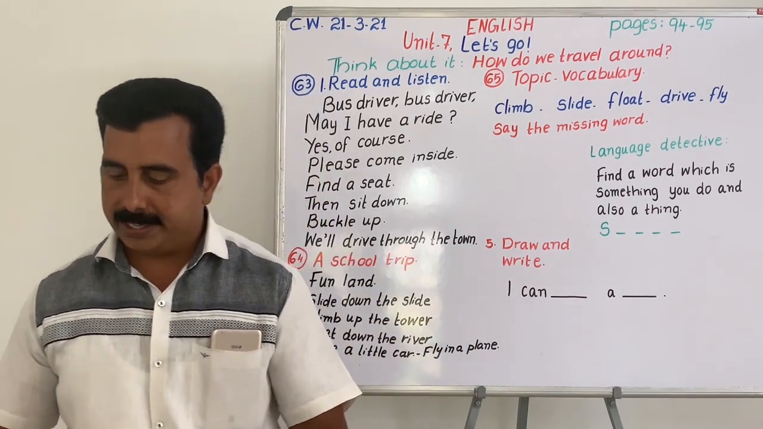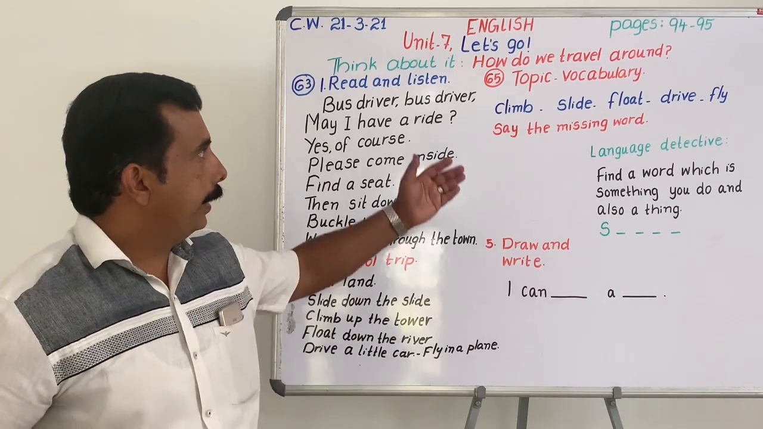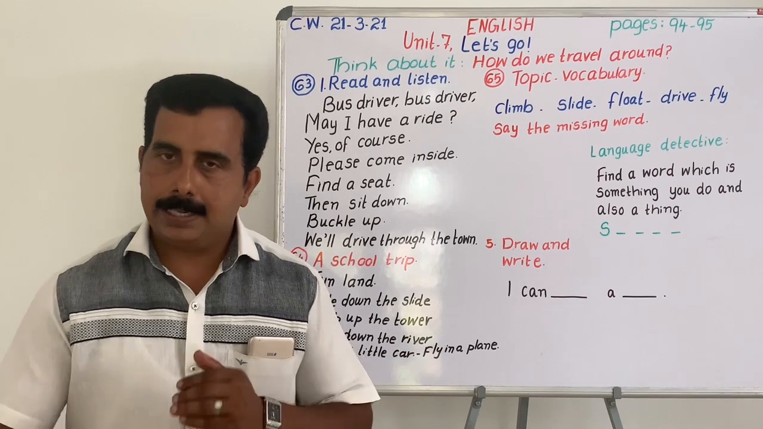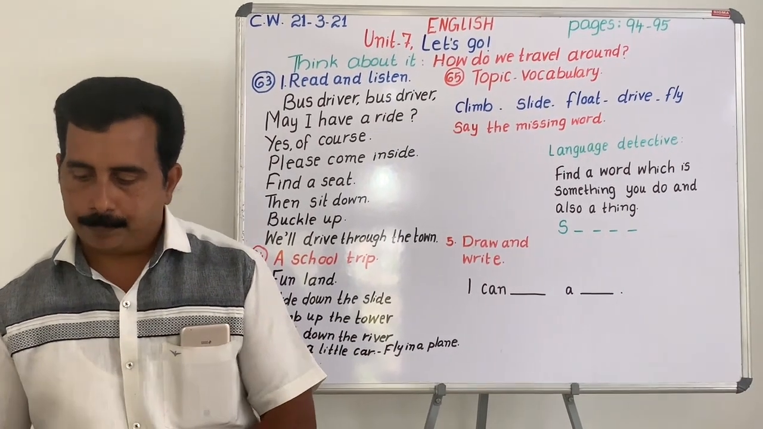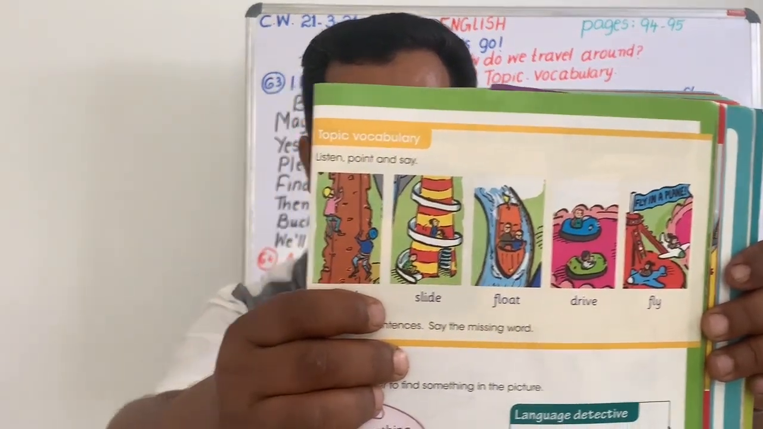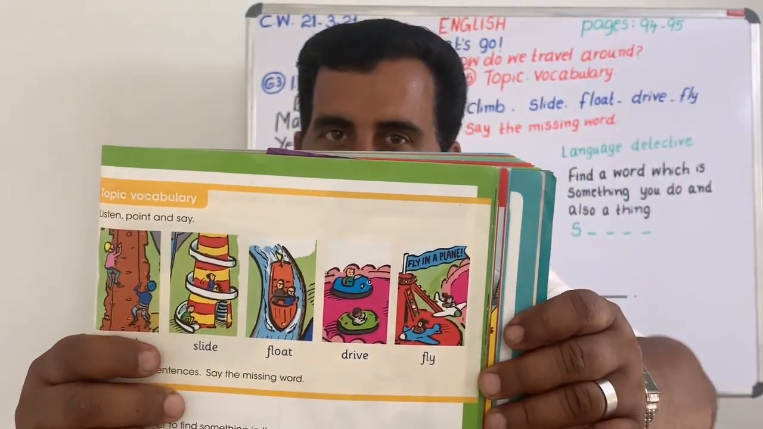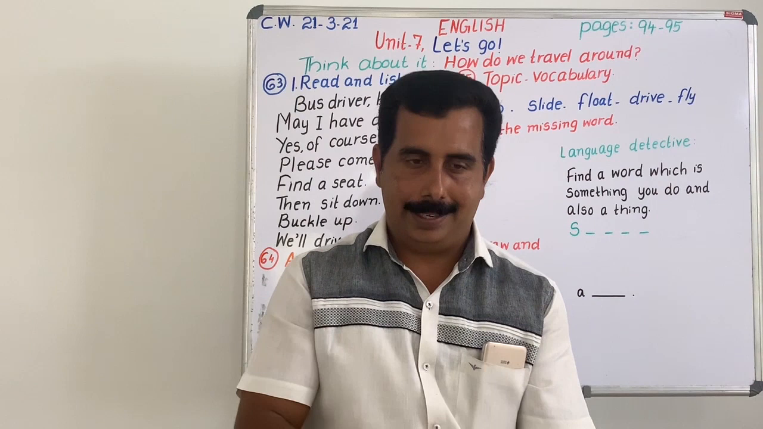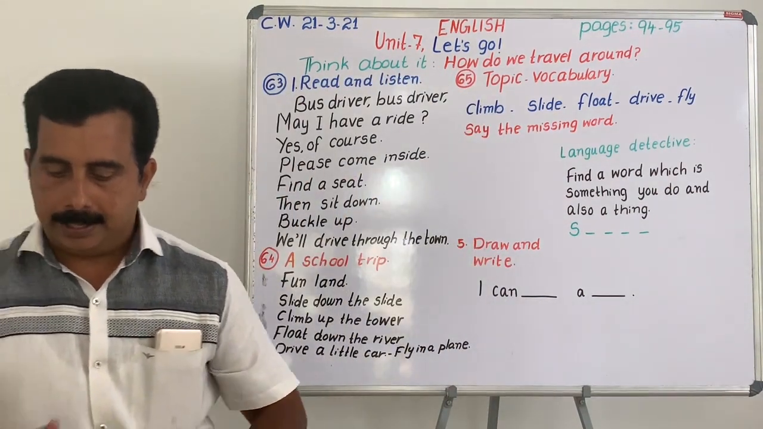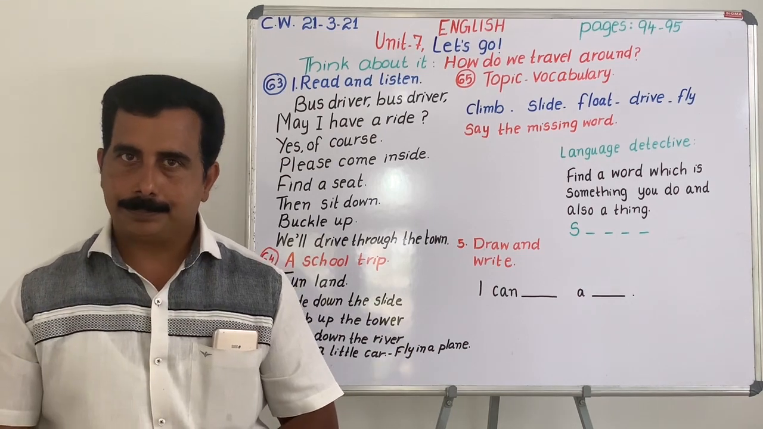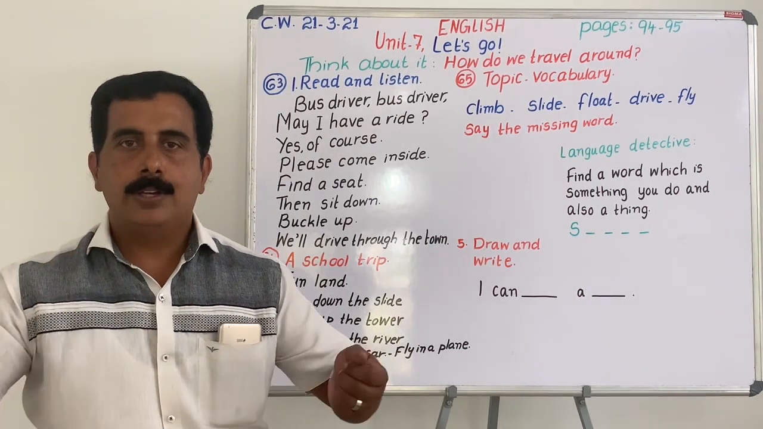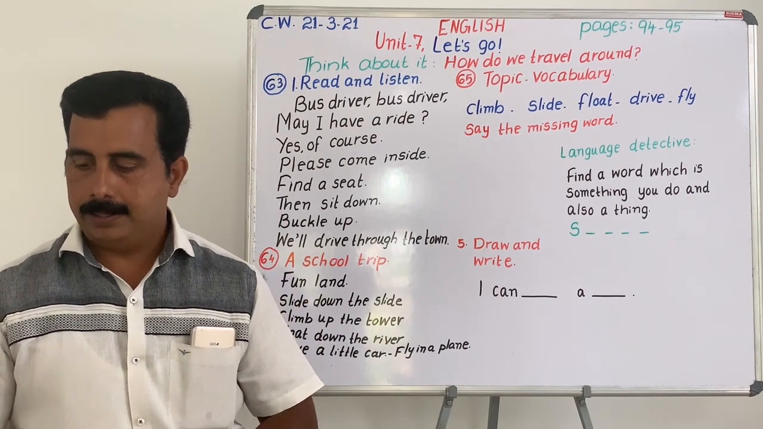Yeah. Okay, go to page number 95. Here we are going to see some new vocabulary words. Okay, and pictures are also there. Number one. Okay, look very well. You can find here. Tell me, what is the picture number one? What ride is there? Climbing. That means climb, you climb. Number two, you slide. Number three, you float. Number four, you drive. Number five, you fly.